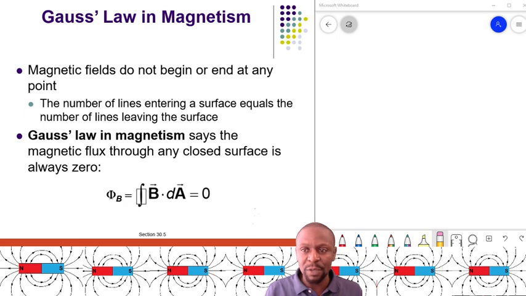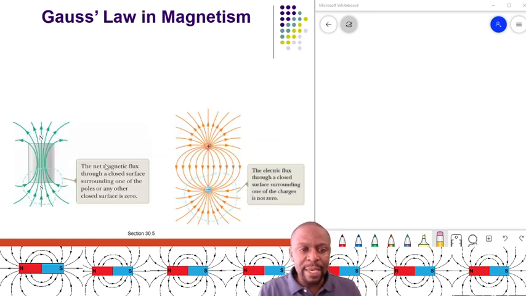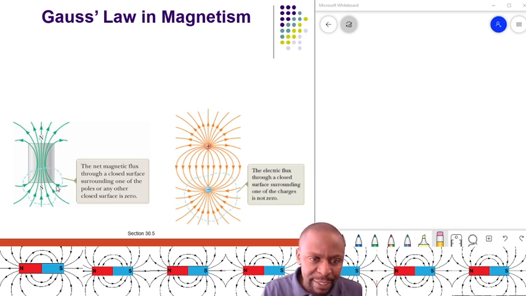In fact, this reminds me of one of the courses that I'm also teaching at the honors level, where we just assume that there's a magnetic pole. But for your case, this is the case because we don't have a monopole. I am trying to show you here that the net magnetic flux through a closed surface surrounding one of the poles, or any other closed surface, is just zero. Look at the number of field lines entering the surface. It's exactly the same number which is exiting on the other end.